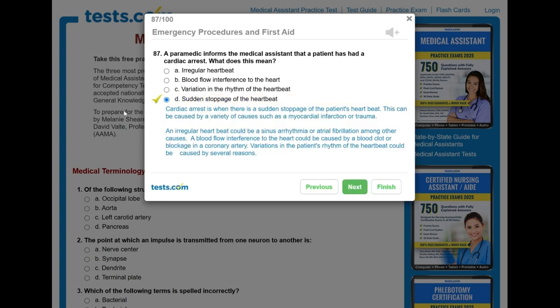D. Sudden stoppage of the heartbeat. Cardiac arrest is when there is a sudden stoppage of the patient's heartbeat. This can be caused by a variety of causes such as a myocardial infarction or trauma. An irregular heartbeat could be a sinus arrhythmia or atrial fibrillation, among other causes. A blood flow interference to the heart could be caused by a blood clot or blockage in a coronary artery. Variations in the patient's rhythm of the heartbeat could be caused by several reasons.